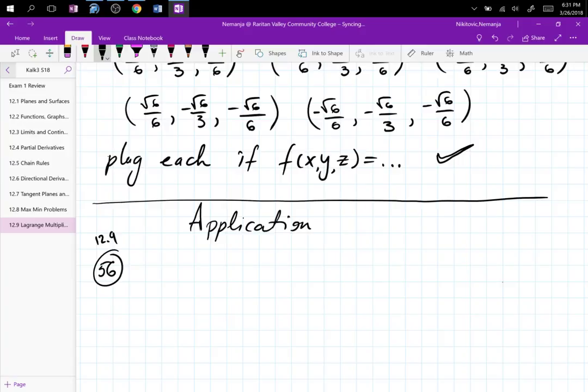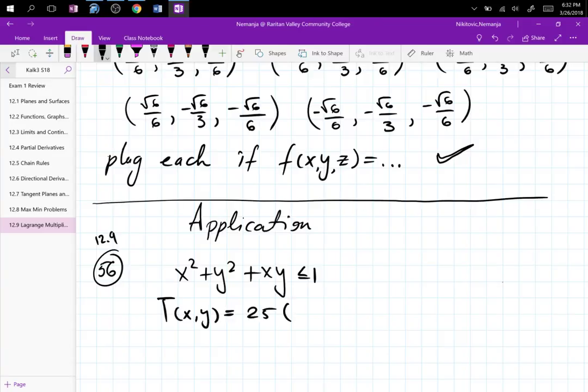So this is 56, temperature on the elliptical plate. The points on an elliptical plate are given as x squared plus y squared plus xy less than or equal to 1. Its temperature is given as T(x,y) equals 25 times x squared plus y squared. So find the min and the max temperatures.